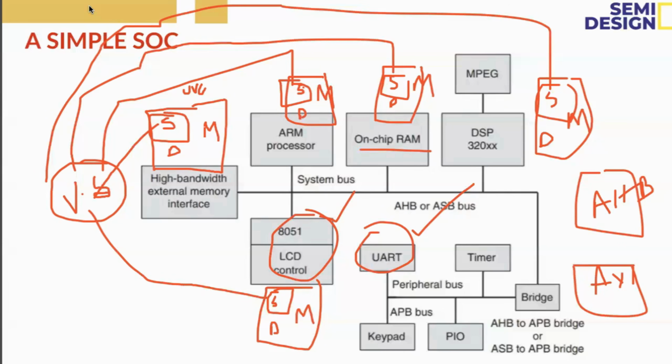Actually, we need to buy these UVCs, VIPs, right, ma'am? Every VIP we need to buy when we are going to verify in SOC. Suppose we have verified PCA, so we have to integrate it at SOC level. For that purpose, we need to buy all these things from vendors.